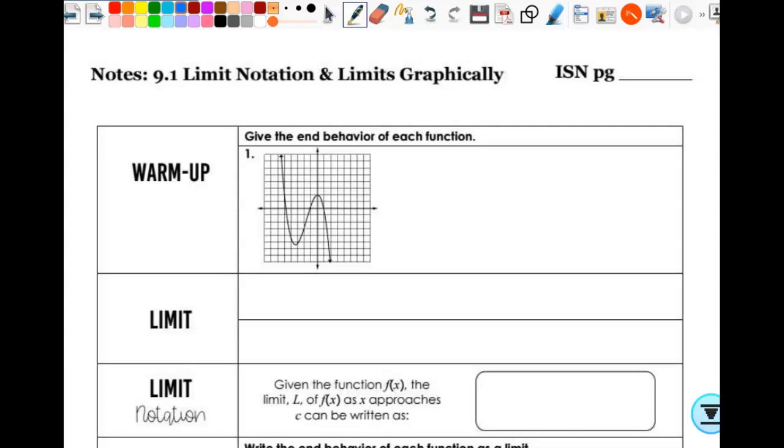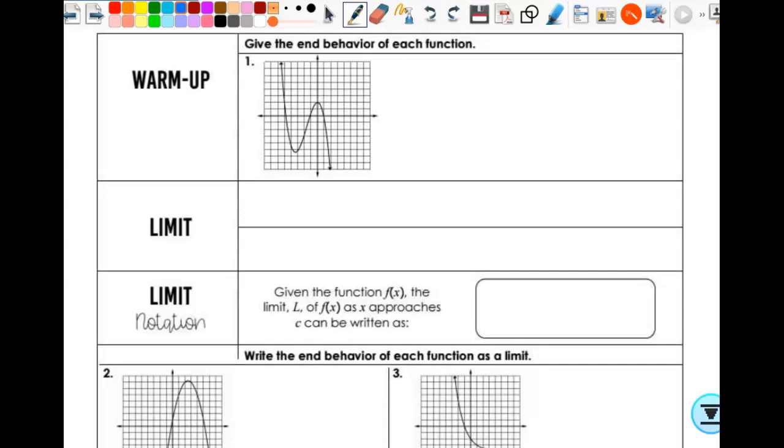All right, so today we're going to talk about limits and limit notation. We've talked about limits some, but we didn't really use the exact terminology and the exact limit notation. So we're going to start with this warm-up, and I'll show you what we already know. It's a warm-up, so it's something we've already done.